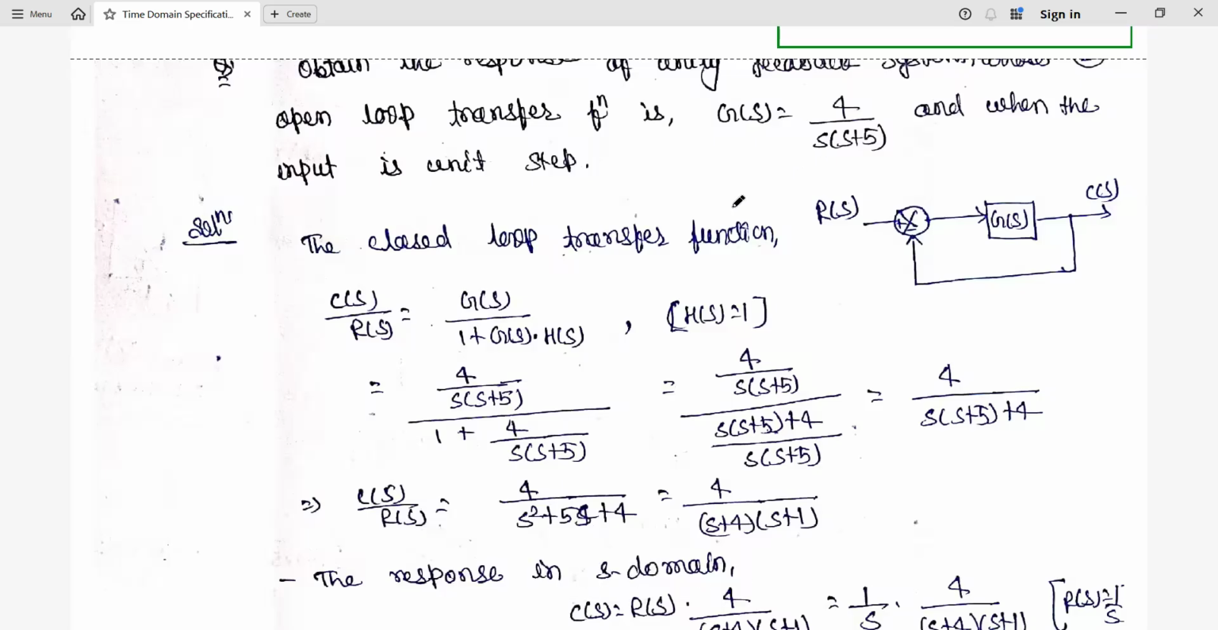Here we are going to see how to obtain the time response of the given system. The open loop transfer function is given as G(s) = 4 upon s(s+4)(s+5). For that we have to find the time response for the unit step input.